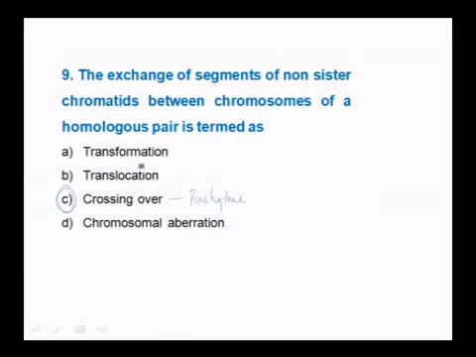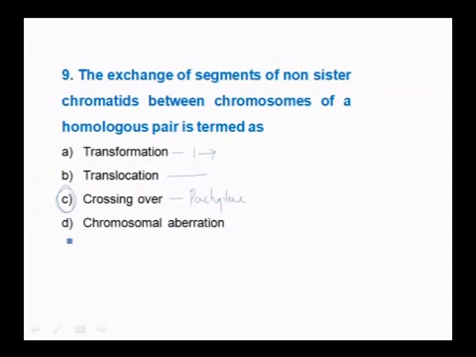A refers to transformation. Transformation is conversion of one form of cell or bacteria into another type. Translocation indicates the exchange of fragments of chromosomes or chromatids between the non-homologous chromosomes. So it is a kind of mutation or problem associated with DNA, you can consider.